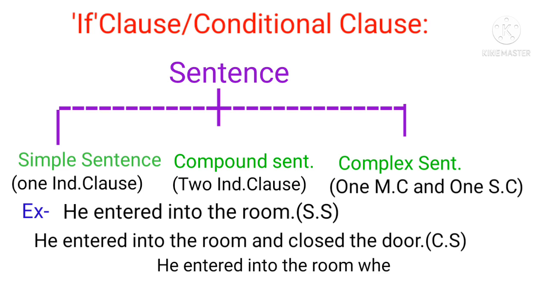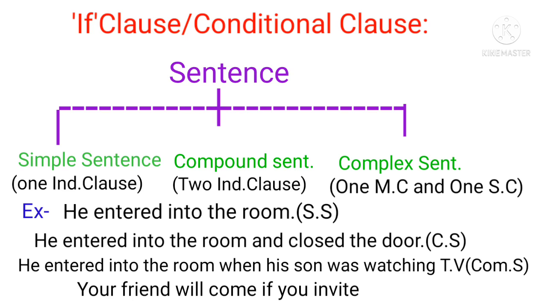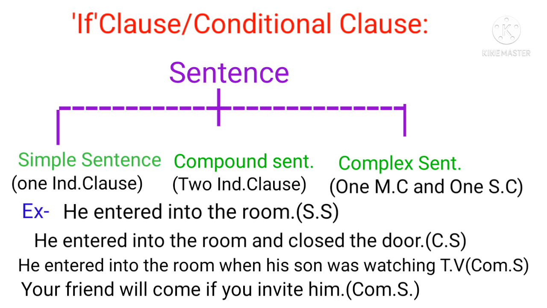joins two independent clauses. And, he entered into the room when his son was watching TV. That is complex sentence. He entered into the room is one clause. This is main clause, MC. When his son was watching TV, this is SC or subordinate clause. When is the subordinating conjunction. But and is the coordinating conjunction.